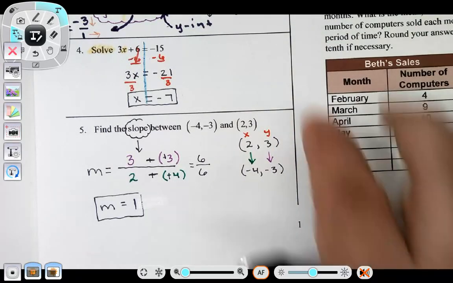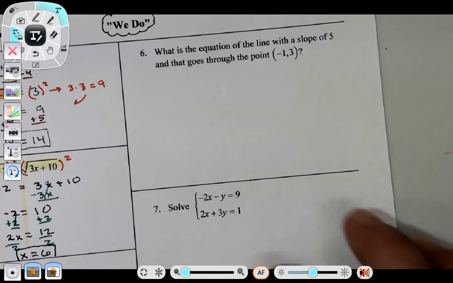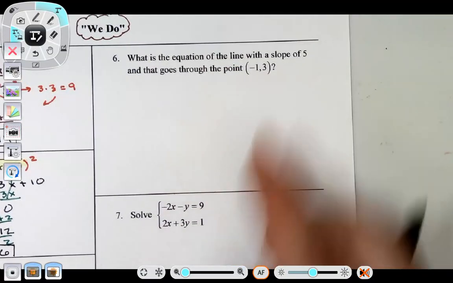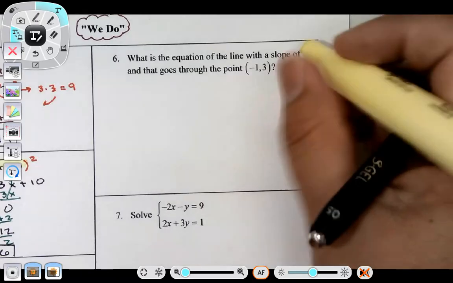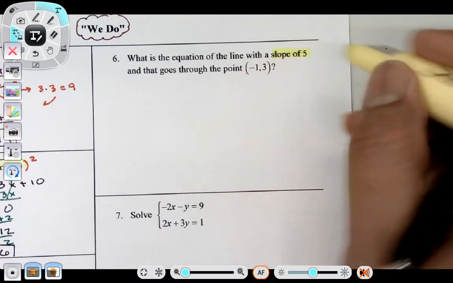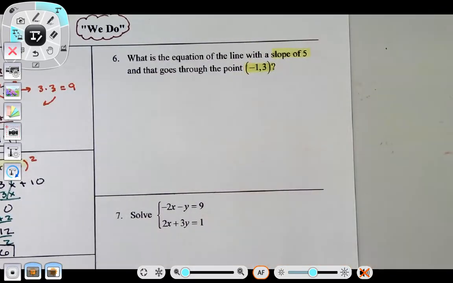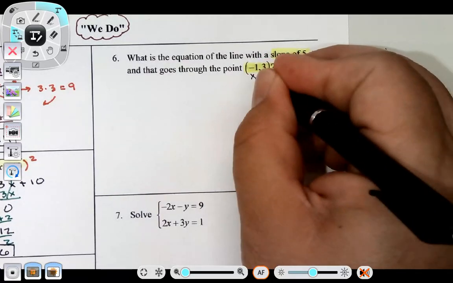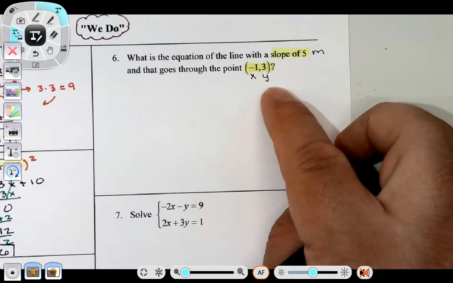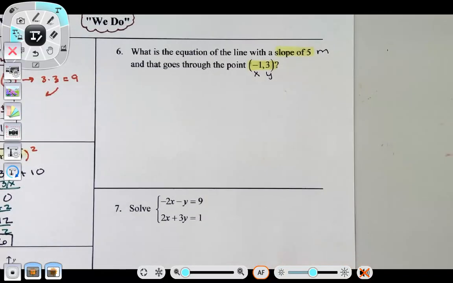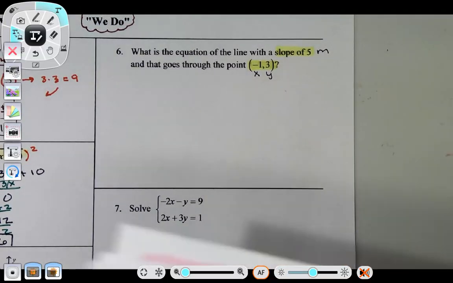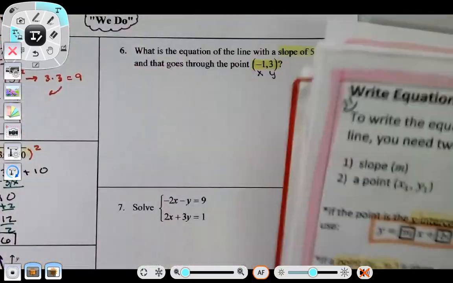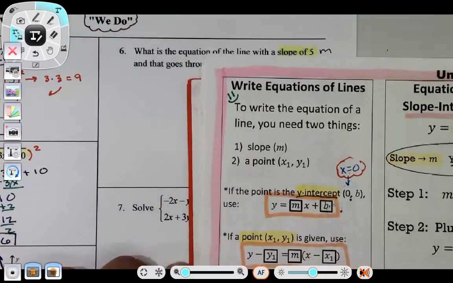Speaking of review, here's some old stuff again. This one says, write an equation of a line. Notice they gave me the slope, and they said it goes through this point. Well, there's my m, there's an x, there's a y. They're giving me 3 pieces of information. So luckily, I think we just had it on the lines. Yes, when we were talking about slope, it's from the same unit 4.